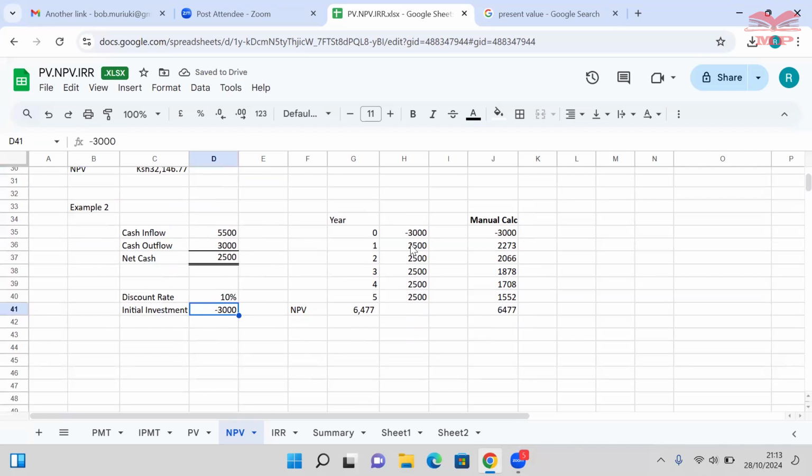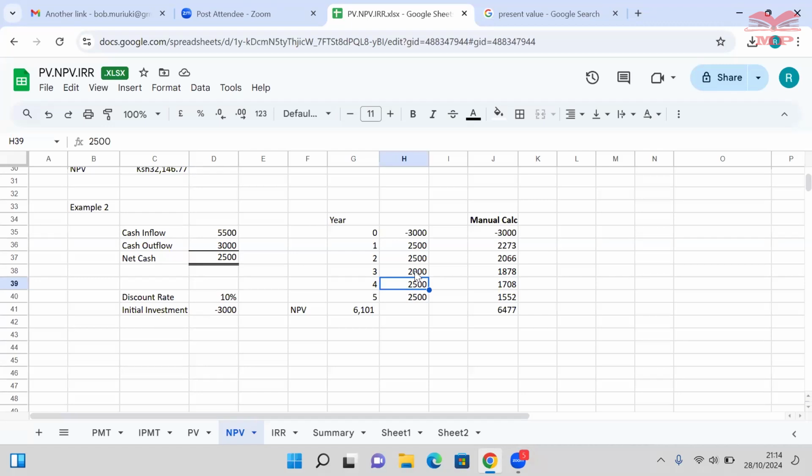So if your net cash is this, I will put those in year one, it was 2,500. In year two, it was also 2,500. It might not be, this is more like an ideal situation. There might be some years when it will be less, or some years when it will be more.